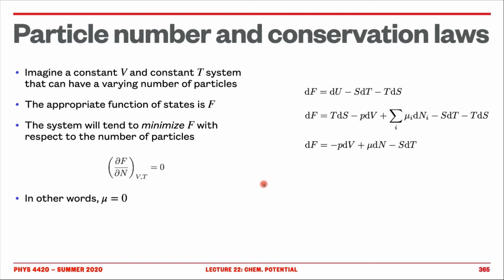So in other words, if you do not impose the number of particles to be constant, or if there is no constraint on the number of particles, the system is going to change the number of particles. Not just exchange particles, but change the number of particles until the chemical potential is zero.